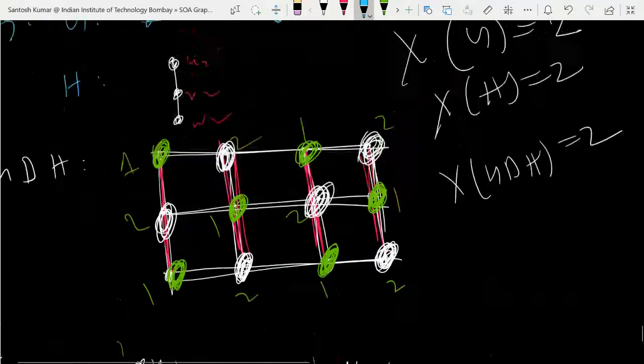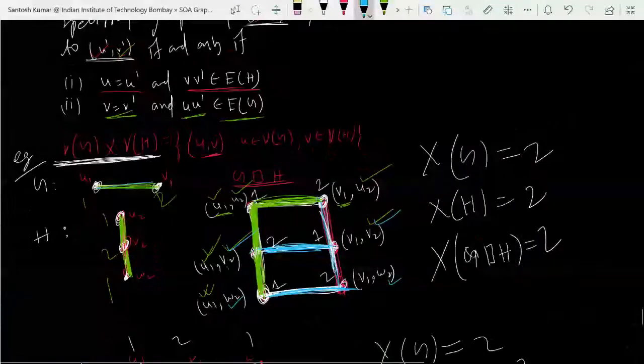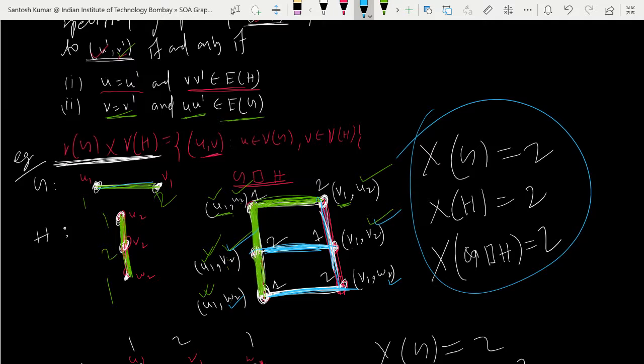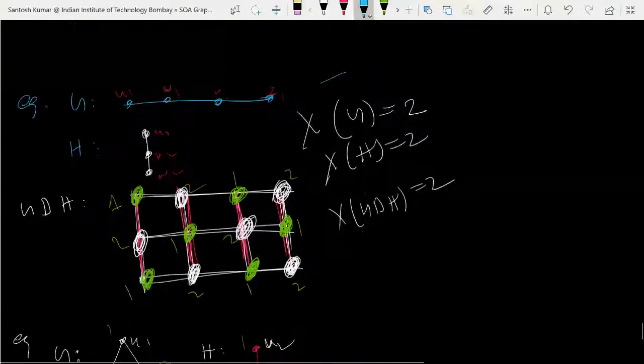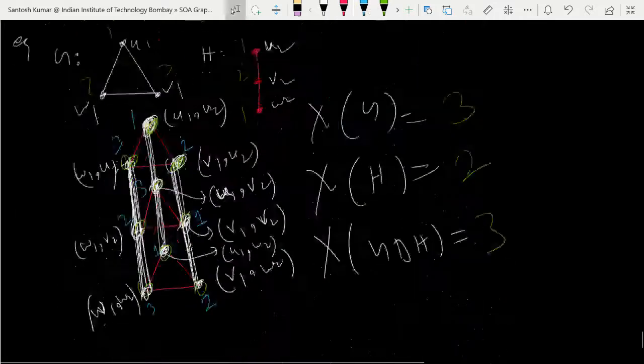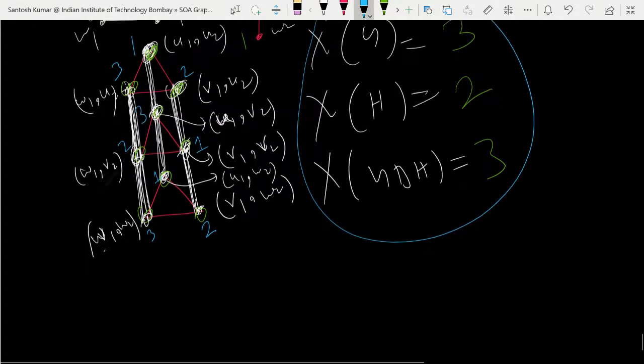So again you notice the pattern, what I like to tell. In the first one you see 2, 2, 2. You see 2, 2, 2. Again in this one also 2, 2, 2. You come here, 3, 2, 3. Okay.